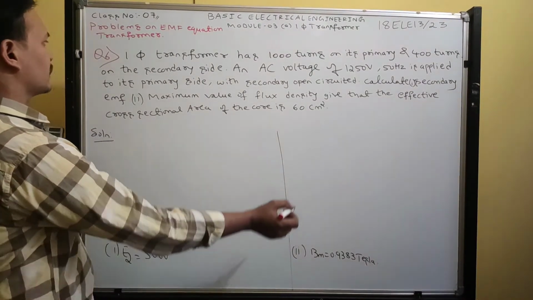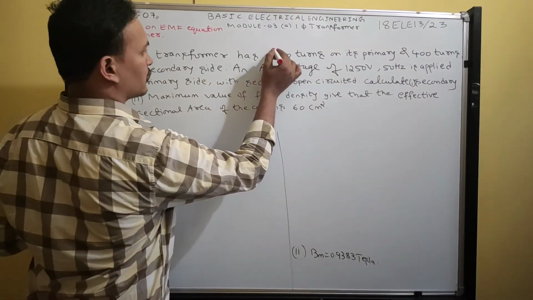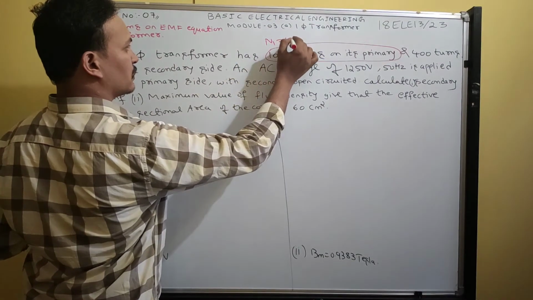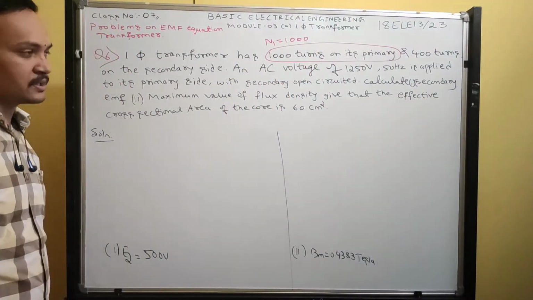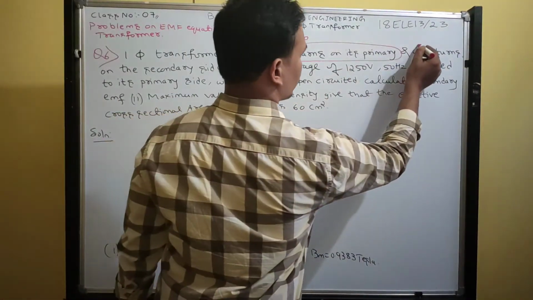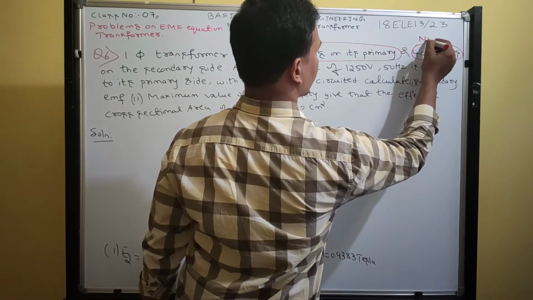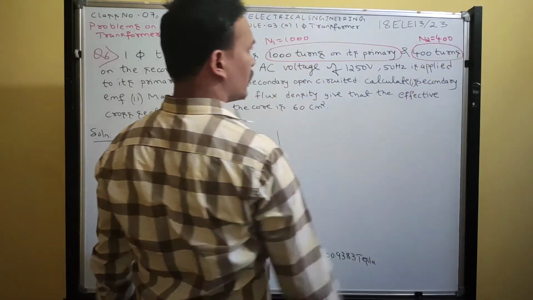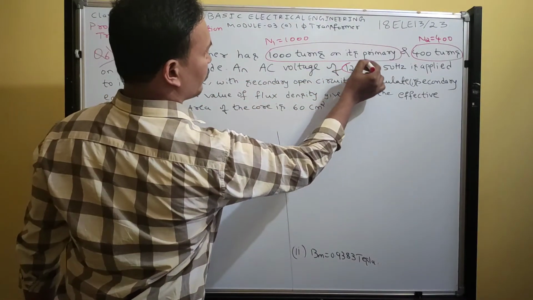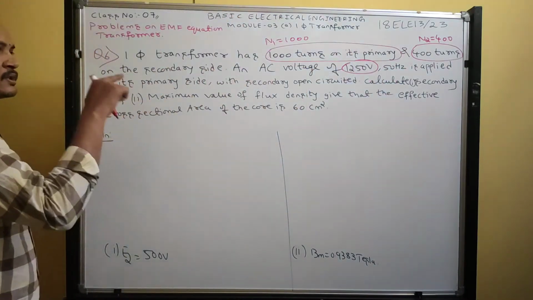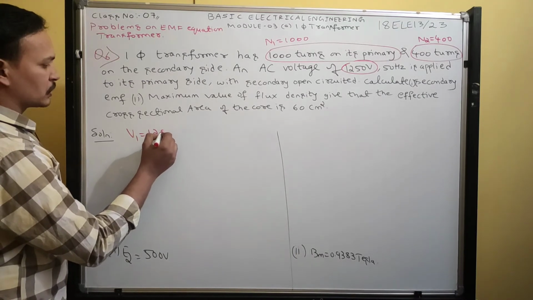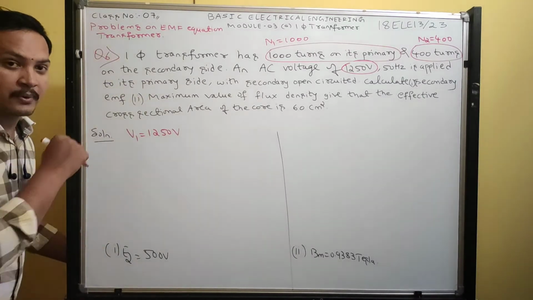So guys, next question is, a single phase transformer has 1000 turns on its primary. Means N1 is given as 1000 turns. Primary turns is 1000, and 400 turns on the secondary side, so N2 is given as 400. An AC voltage of 1250 volt, 50 hertz is applied to its primary winding. Means V1 is 1250 volts applied to the primary winding.